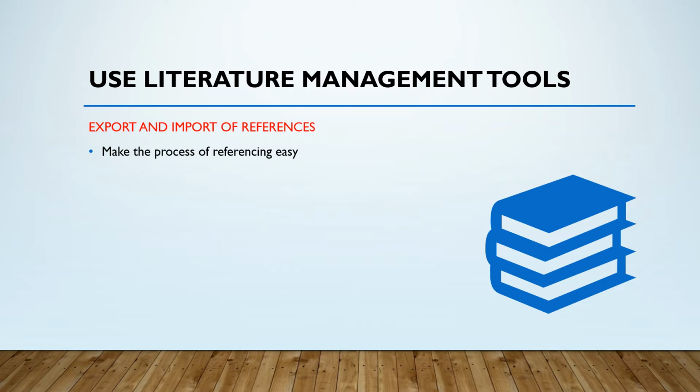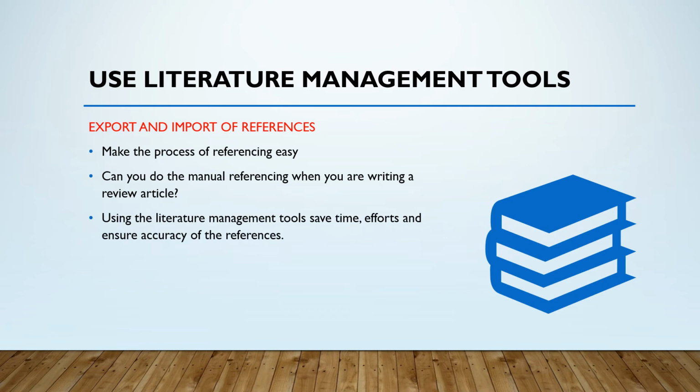Can you do manual referencing when you are writing a review article or a research article which has 50 or 60 references? For one journal it may be okay, but when you are reformatting the references for targeting the next journal, what will you do? Will you do it manually again? No. If you do it with the help of these management tools, it will save your time and effort, and will ensure the accuracy of the references.